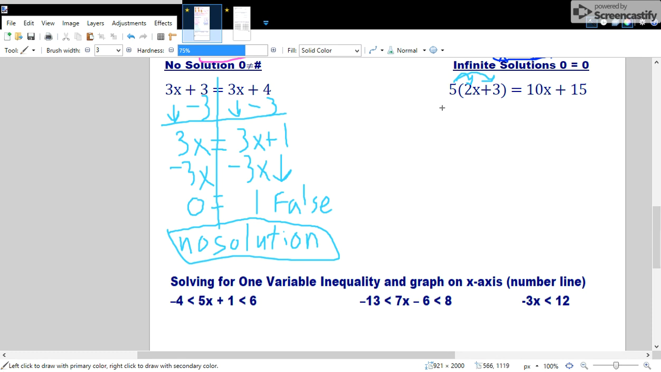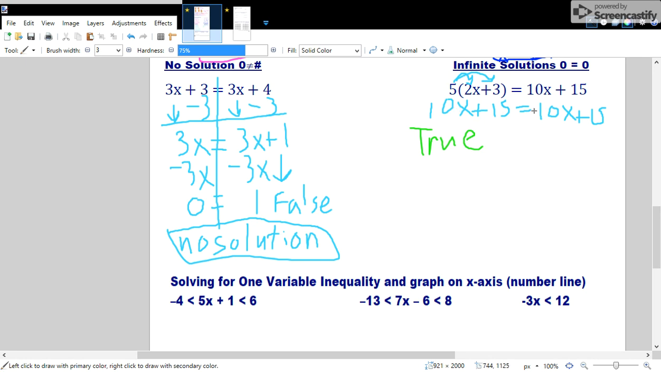So 5 times 2x is 10x. 5 times a positive 3 is a plus 15. And then we'll carry down the other expression on the other side of the equal sign: 10x plus 15. Well, 10x plus 15 equals 10x plus 15. That's always true. It's always going to be the same thing.